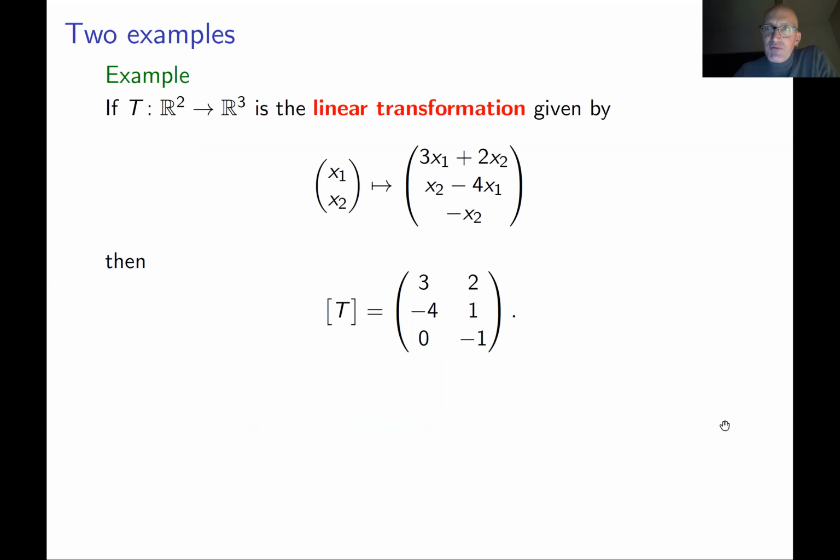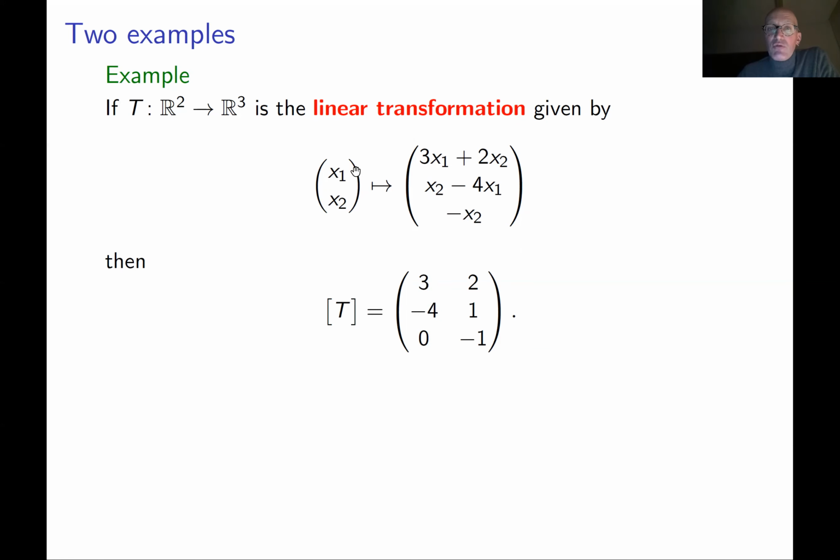These examples you already met in the first part of this lecture. You take a two-dimensional space, you take a three-dimensional space, and you have this function that goes from R2 to R3, defined by this formula. We proved already in the previous part of this lecture that this is a linear transformation. Let's now find its standard matrix. How to do this? Again, you take the vector (1, 0) here, and you take its image. You just substitute in this formula x1 to be 1, x2 to be 0. You get the vector (3, -4, 0).